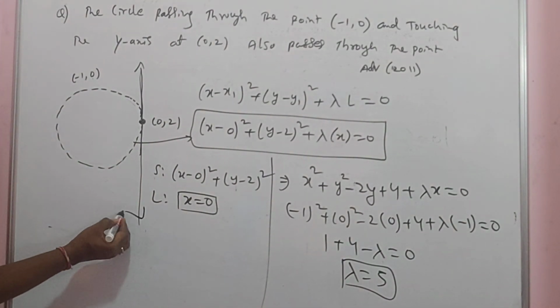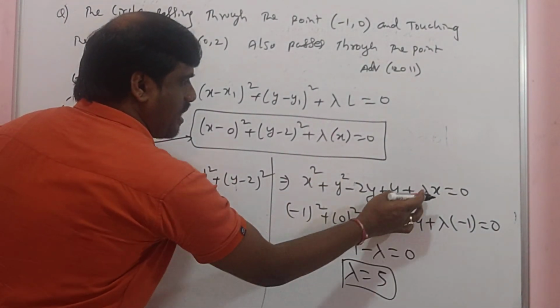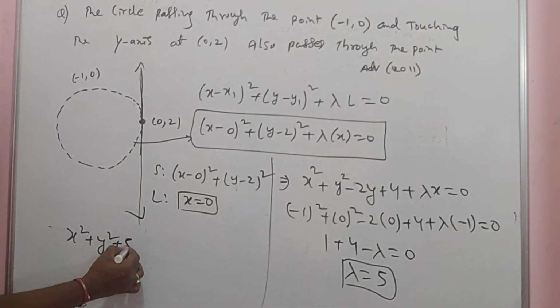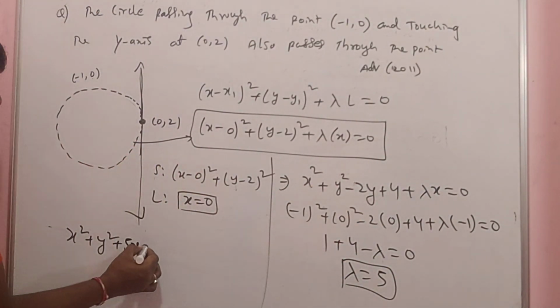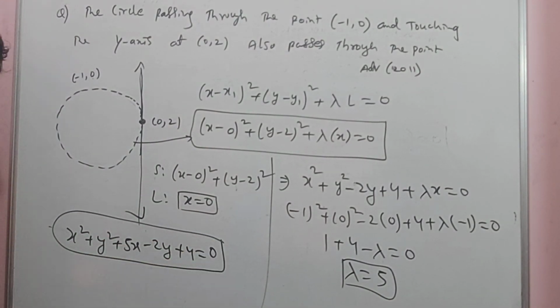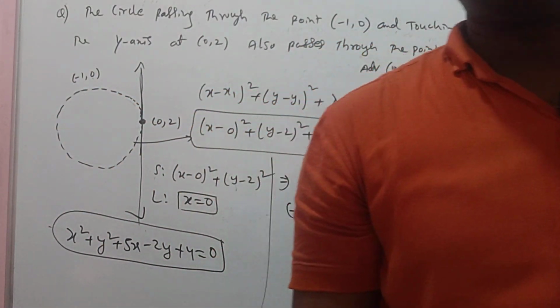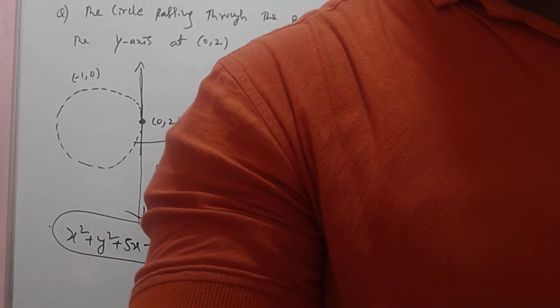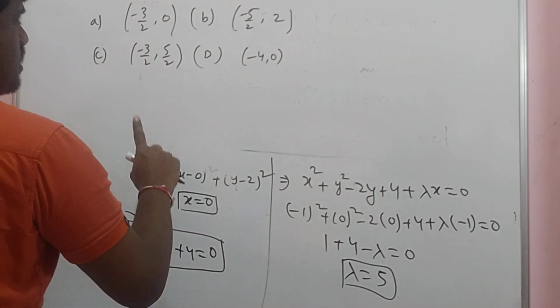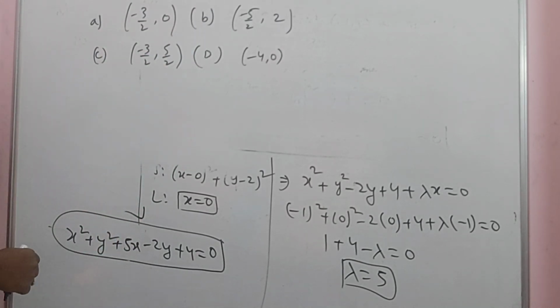Therefore the required circle is x square plus y square plus 5x minus 2y plus 4 is equal to 0. So we got the required circle now. Now we will see the options and check which option is correct. You have to substitute these points and see which is the correct answer.